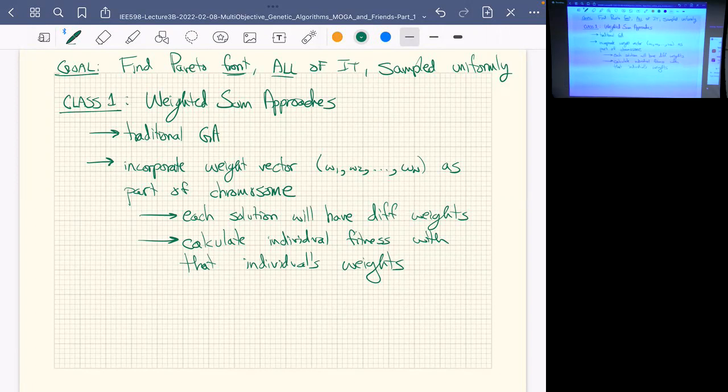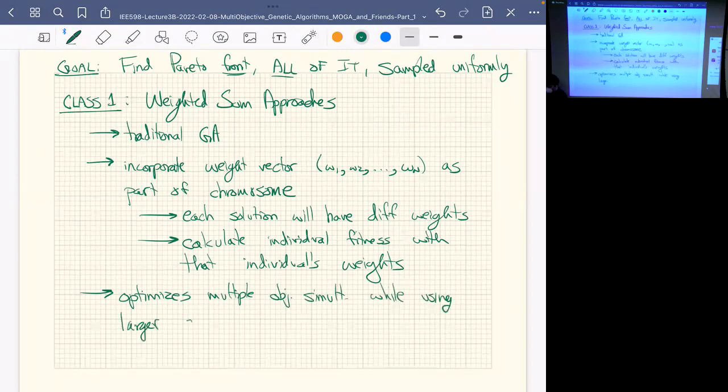The idea here is that it's a heuristic that optimizes multiple objectives simultaneously while using a much longer, larger chromosome. So that's a trade-off here. So that's one example.